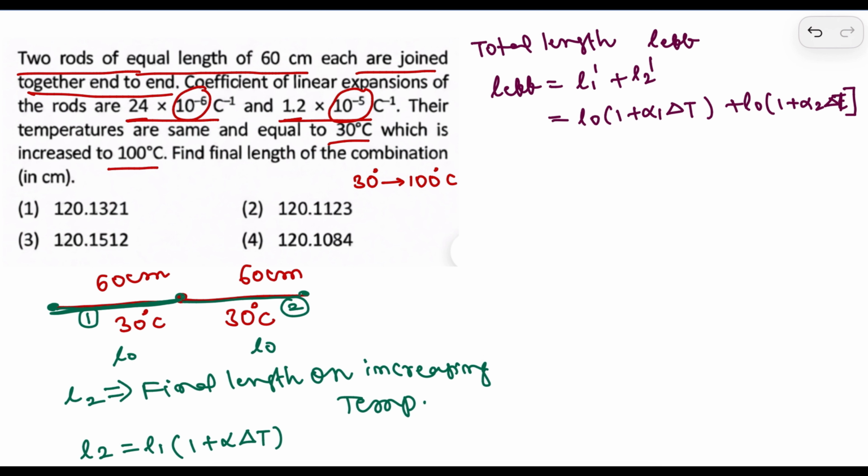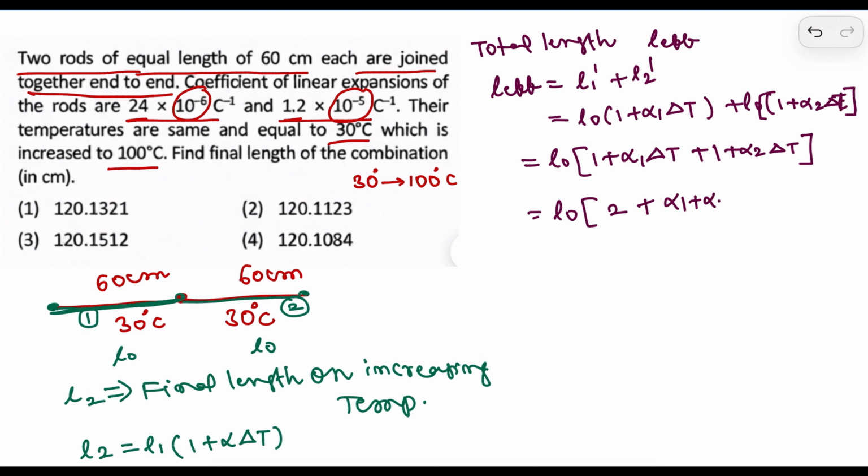So this is the case. Now L naught is common: 1 plus alpha 1 delta T plus 1 plus alpha 2 delta T. So this is equal to L naught times of 2 plus alpha 1 plus alpha 2 times of delta T. Okay. So L naught is given, it's 60 centimeter, times 2 plus alpha 1 plus alpha 2. Okay. So first one alpha 1 and alpha 2.